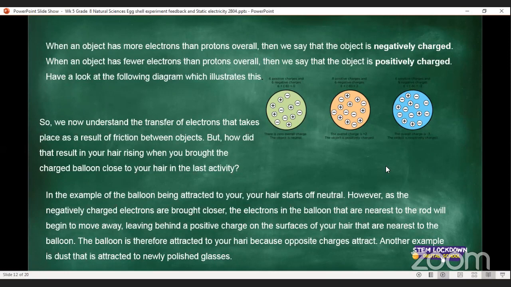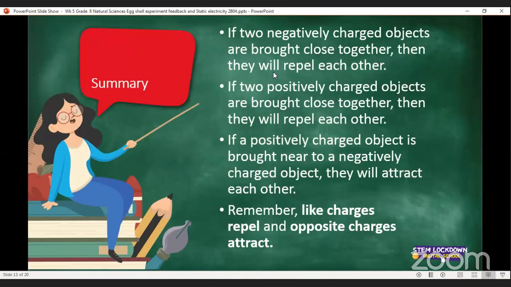Okay, so basically what we've learned is that negatively charged objects brought close together repel each other. It's very important for you to know that. And when two positively charged objects are brought close together, they repel each other.